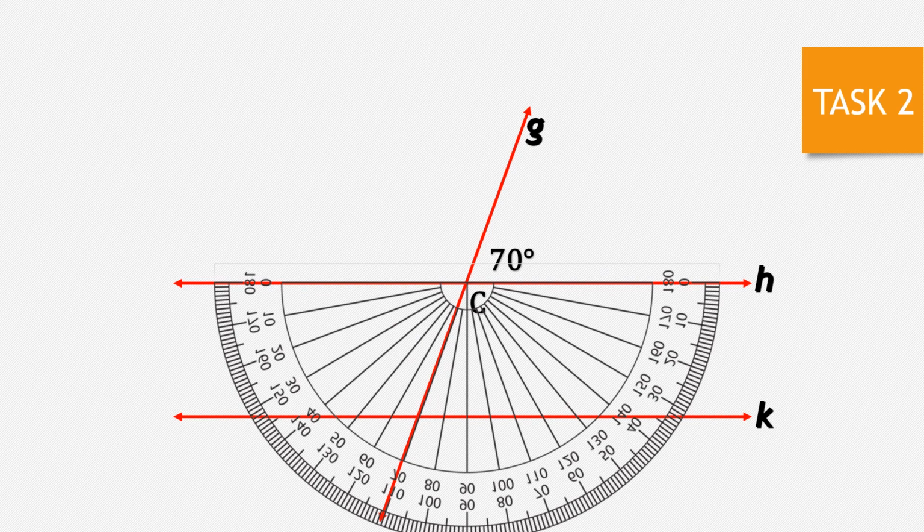Next, angle C. Our angle C is positioned like this. So let's start with the other side of our protractor. Always start with 0 degrees, and find out where the other side of our angle points. So it's here. So we have angle C is 110 degrees.